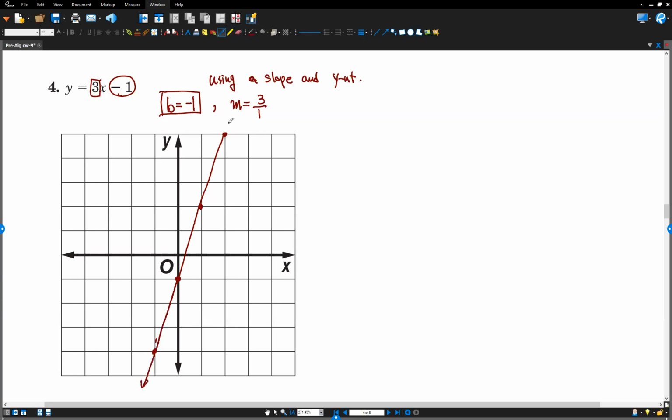That's it. This is the graph of y equals 3x minus 1. We got the y-intercept over here. We got the slope over here: change of 3 over change of 1, that's the slope. Everything we got.